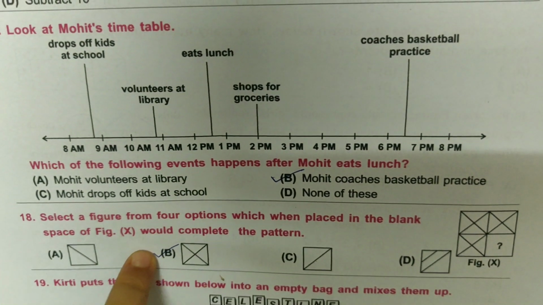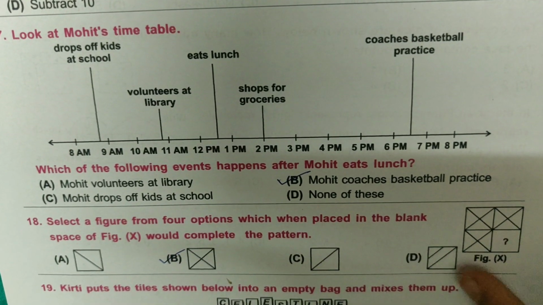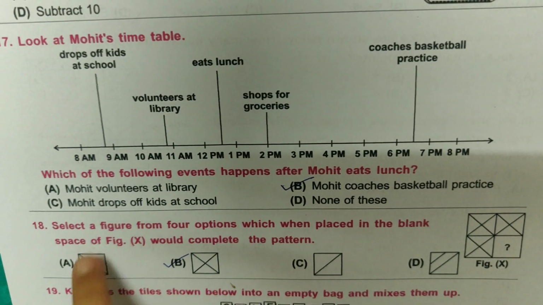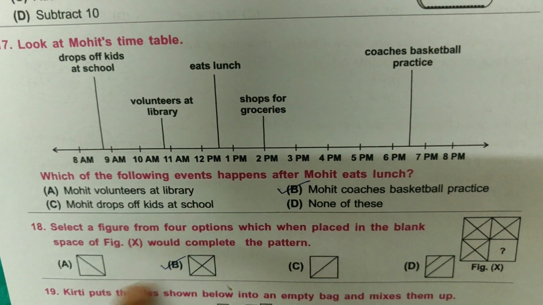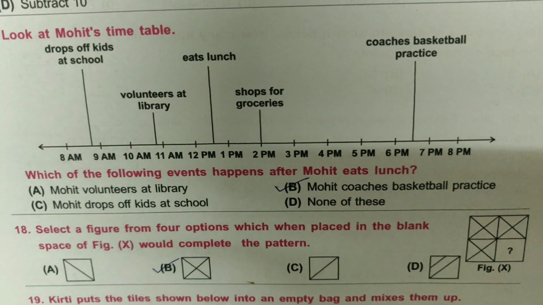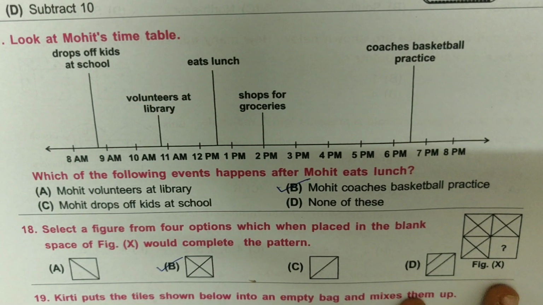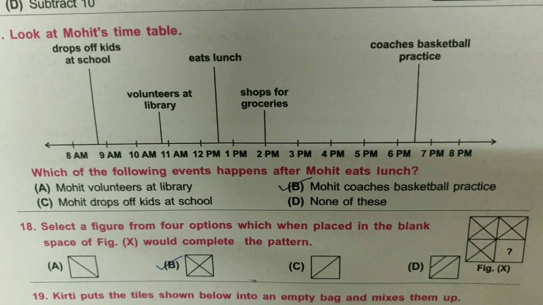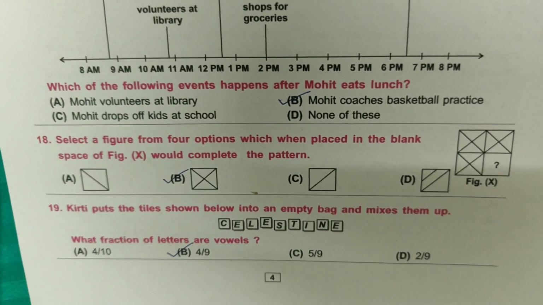Select the figure from 4 options, which when placed in the blank space of figure X would complete the pattern. So all the 3 boxes have the same pattern. So we need to choose the same pattern 1. And B-bit is the same pattern 1.